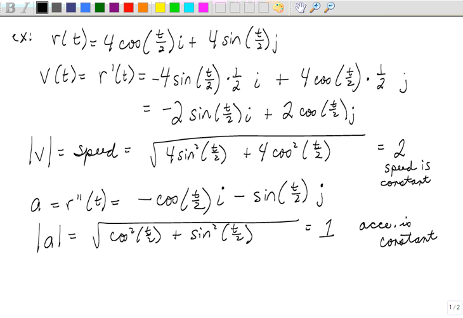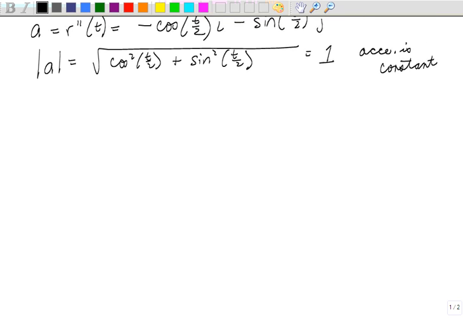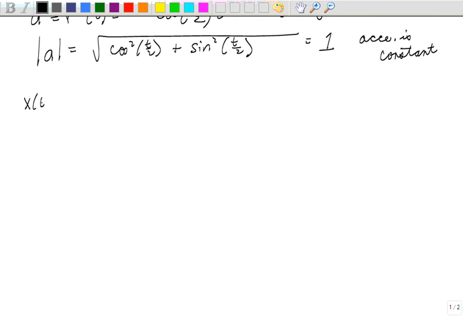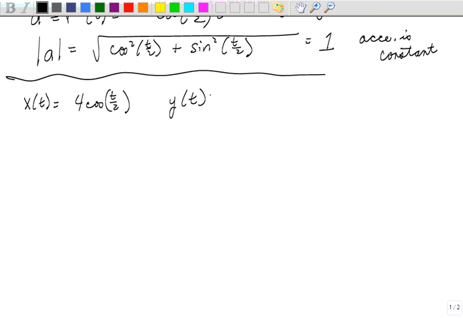If we look at the x and y components, x of t is 4 cosine(t/2), and y of t is 4 sine(t/2). We can square each one, add them together, and we're going to get 16 because cosine squared plus sine squared is 1. And that's a circle. So these are parametric equations for a circle.